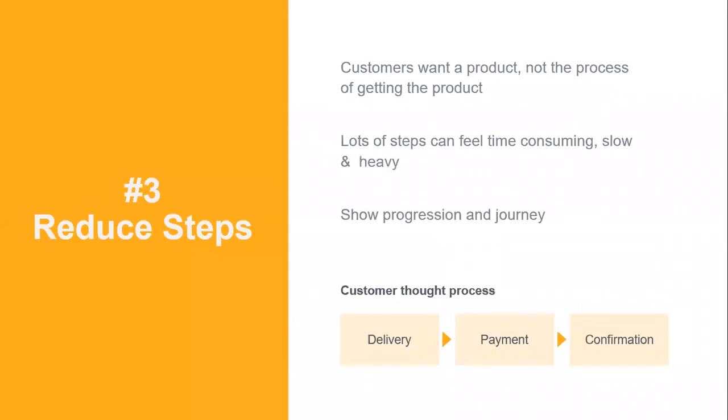Number 3 is to reduce the steps. We can call them pages, you can call them steps. Basically, customers want the product. They don't really want to go through the process of actually getting it. It's just something they have to do. It's a means to an end. Lots of steps, as we know, can feel very time consuming, very heavy. If you tell someone there's like 6 or 10 steps before they can check out, that's gonna be quite a mental load. So really the customer's thought process distills down to 3 things. It's delivery, it's payment, and it's confirmation. And if we can cover those off in a meaningful way, then you're on a good road.